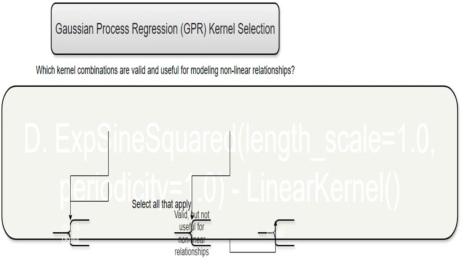This is where things get tricky. Directly subtracting kernels like this is generally not supported in sklearn. It's likely to cause numerical issues and result in an invalid kernel. I see this as an invalid combination. It's important to follow the rules of kernel arithmetic.